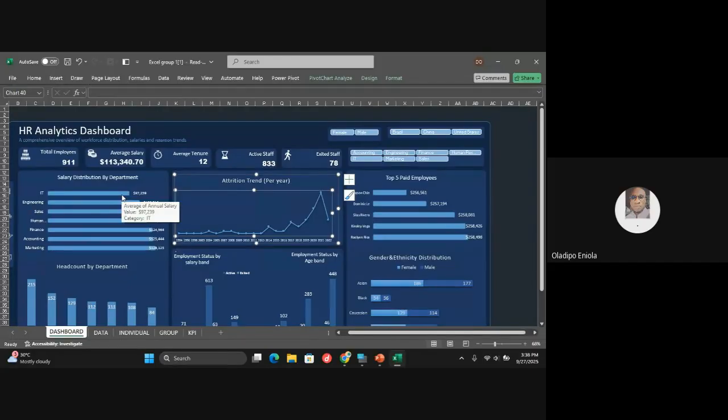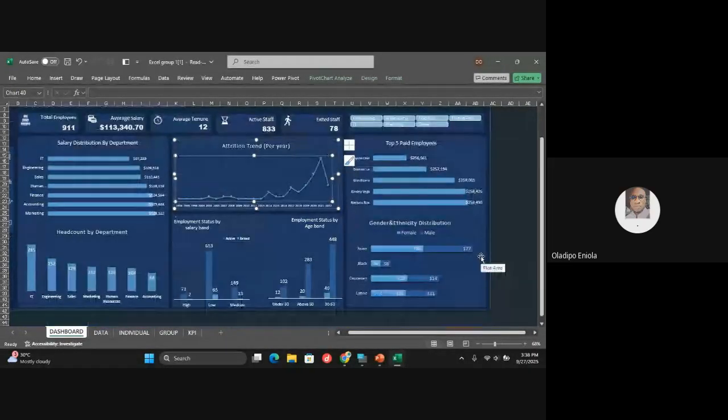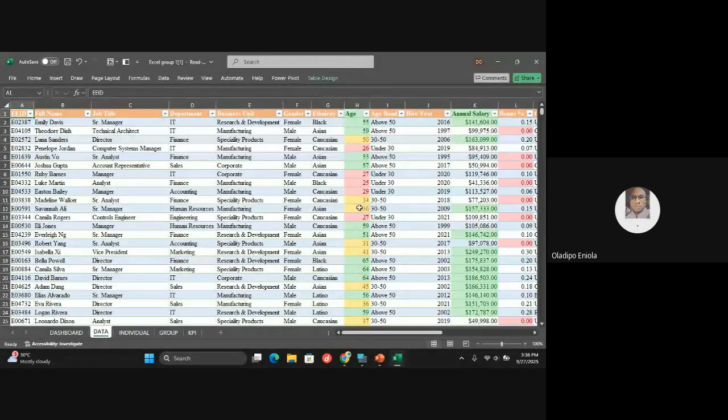And there's something I noticed earlier. Employment status by age band. Under 20, above 50. Okay, so the values you have are just okay. So let me go back. Let's go back to the dashboard.